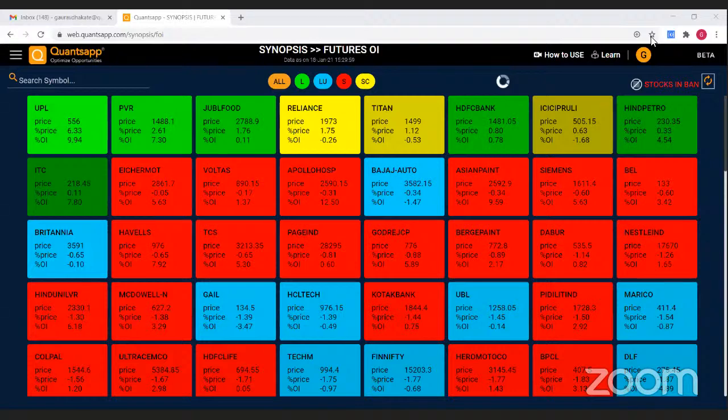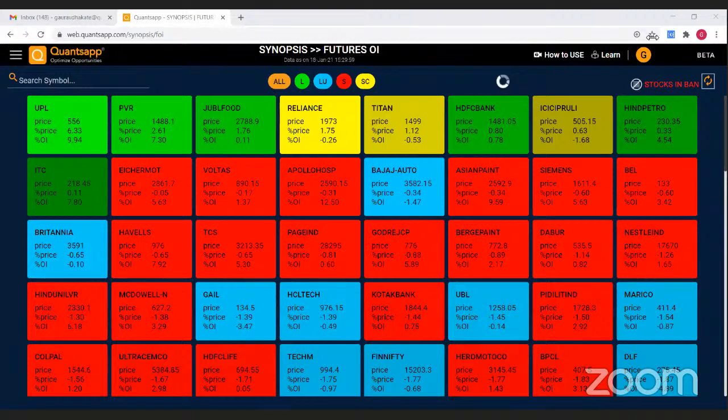So I am Gaurav Zakate from Quantsapp, and today we will be looking at the tools demo of the Quantsapp application. We will see how you can use these applications in your day-to-day life, or maybe for the longer perspective of a week or month. We can see how you can have a more efficient way of looking at the options data for doing your trades.